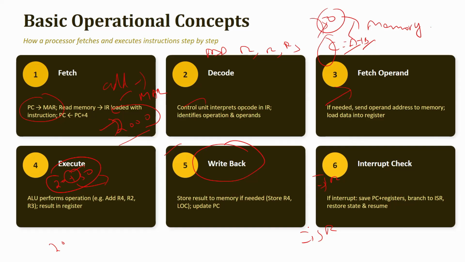So from this video lecture we get an overview of the basic operational concept in a processor, which means how a processor fetches an instruction and executes those instructions step by step. So six major things are involved here, such as fetch, decode, fetch operand, execute, write back and interrupt check.